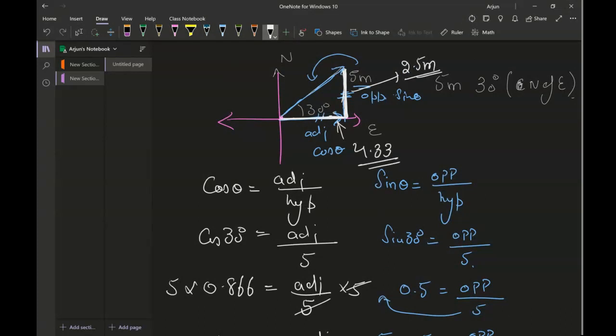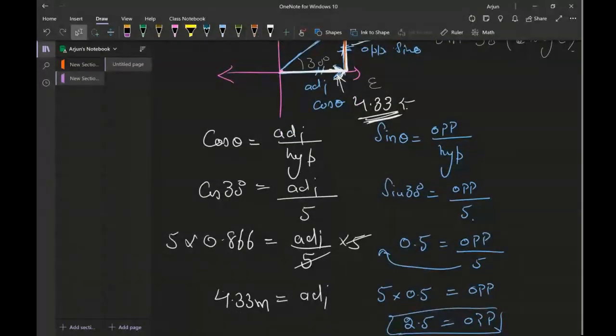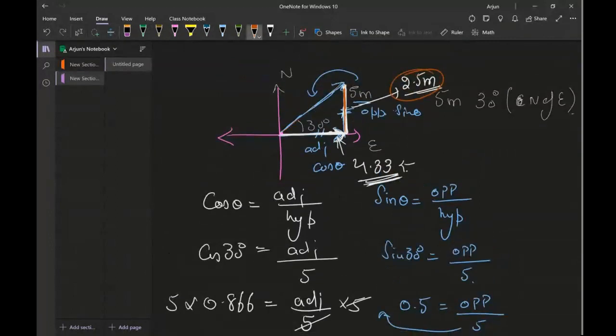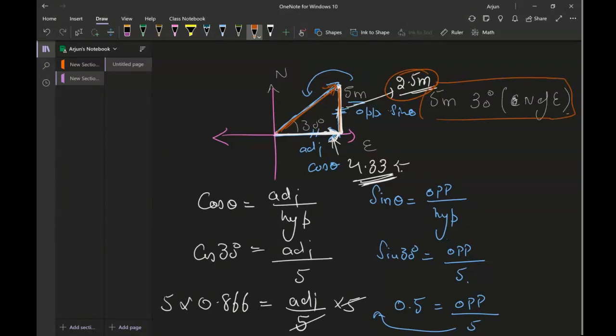What does this mean? This means the object has covered 4.33 meters along the east direction. At the same time, the object has covered 2.5 meters along the north direction too. So we figured out the components of this vector, which was 5 meters at 30 degrees north of east.